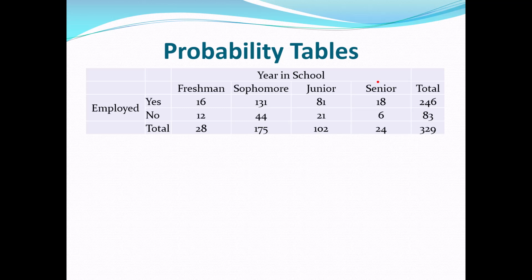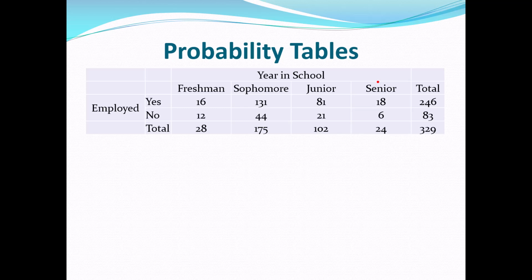I sampled 329 students, and let's say for the sake of argument, it's a nice random sample. We've talked about what random means, right? I asked them a couple of different questions. I asked them, what year in school are you? Are you a freshman, a sophomore, a junior, or a senior? And then I asked them, are you employed? Do you have a job, whether it be part-time or full-time? I didn't really differentiate. I just said, are you employed? Yes or no. And this little table puts those two variables together.